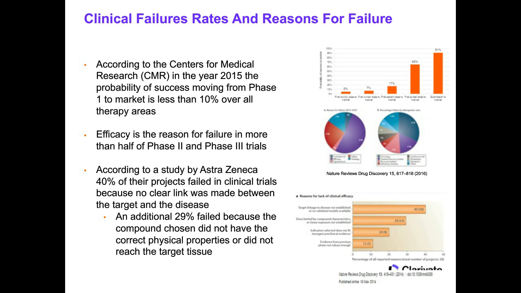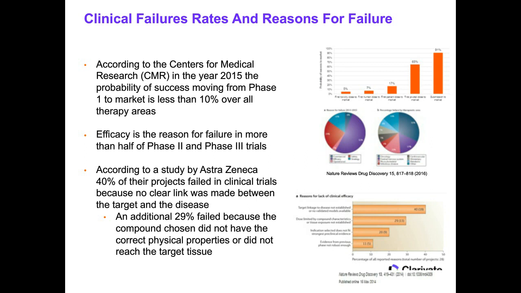Let's begin by looking at the current state of clinical trials. According to the Centers for Medical Research, in the year 2015, the probability of success moving from phase 1 to market is less than 10% across all therapy areas. In fact, compounds entering phase 1 between 2008 and 2010 and being assessed in 2013 showed only a 7% success rate going from phase 1 to market. Efficacy is a reason for failure in more than half of phase 2 and phase 3 trials.